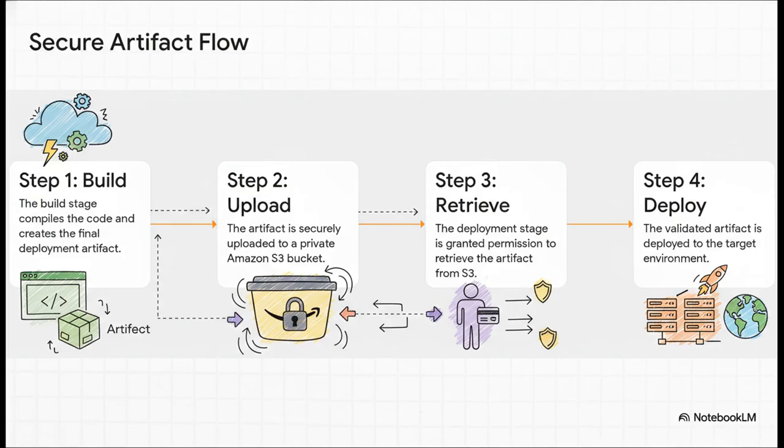So, how does a pipeline securely pass that artifact from one stage to the next? Well, a really common best practice is to use Amazon S3 as a sort of secure Dropbox. The build stage uploads the finished artifact to a totally locked-down S3 bucket. Then, the deployment stage, which has very specific permissions, is the only thing that can retrieve it. It creates this really clean, secure handoff.